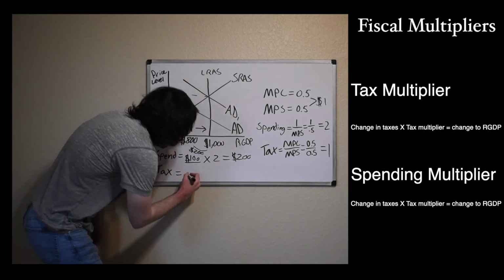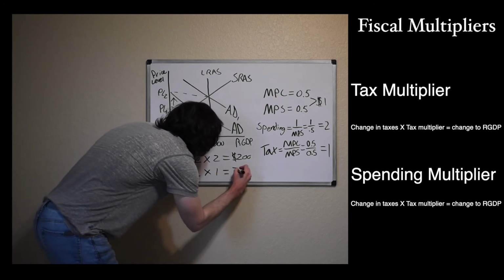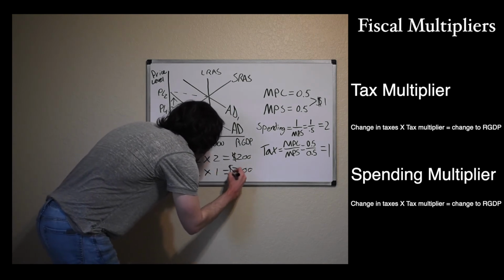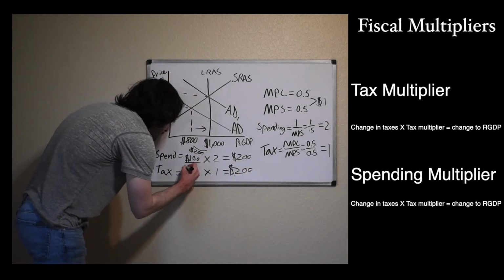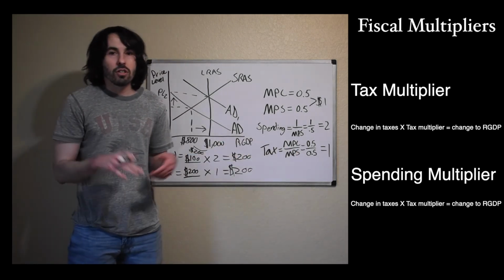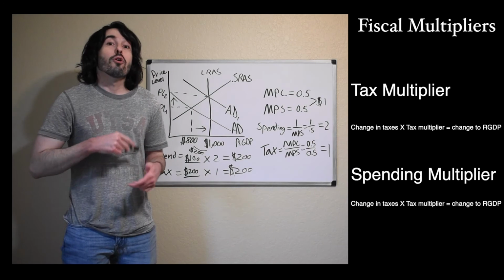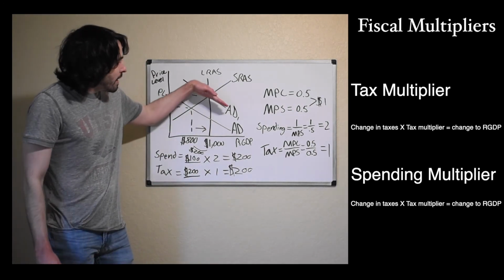Or they can instead figure out what times 1 equals $200. So if they want to do this by changing taxes, they're going to have to cut taxes by $200, because right now our tax multiplier is 1. So if you cut taxes by $200, consumers will spend $200 and close this output gap.